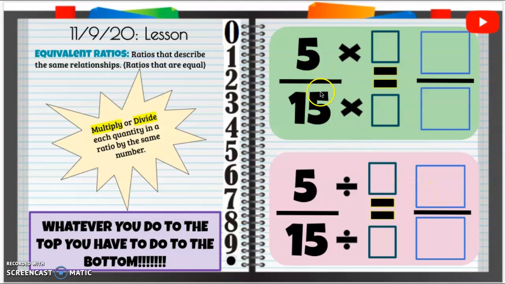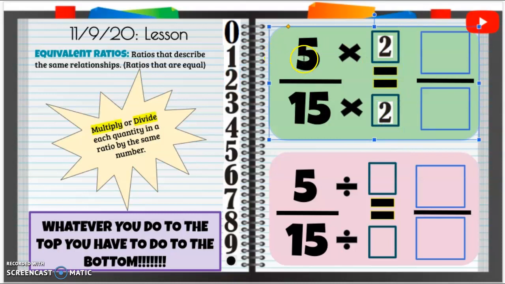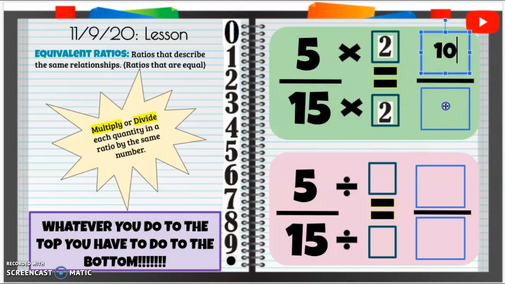So 5 and 15, let's see. We can multiply both top and bottom. What do you want to multiply? Let's simply do by 2. So if I pull this 2 over here, so 5 times 2 and then 15 times 2. All right, so 5 times 2, I know 5 times 2 is 10. 15 times 2 is 30. So an equivalent ratio to 5/15 is 10/30.